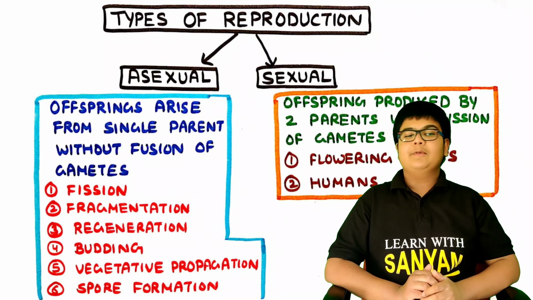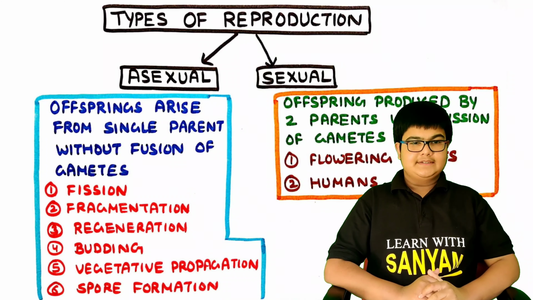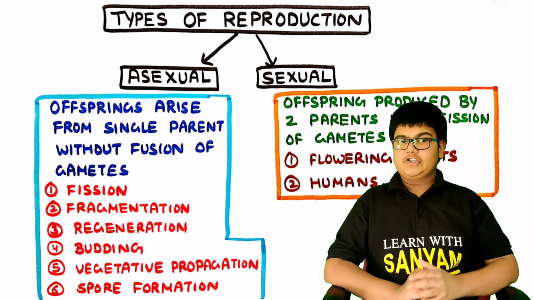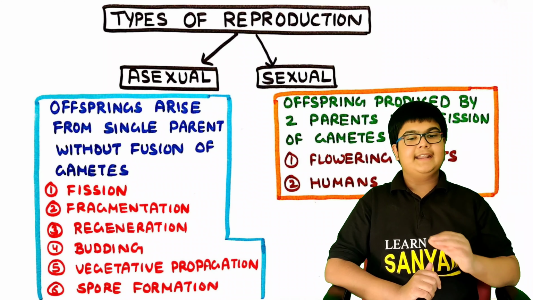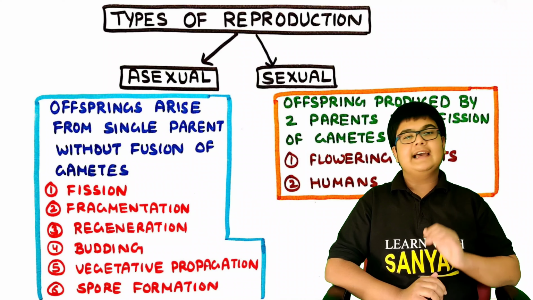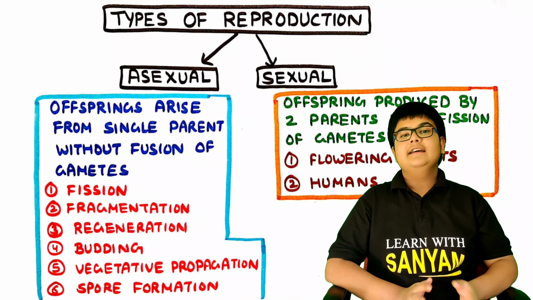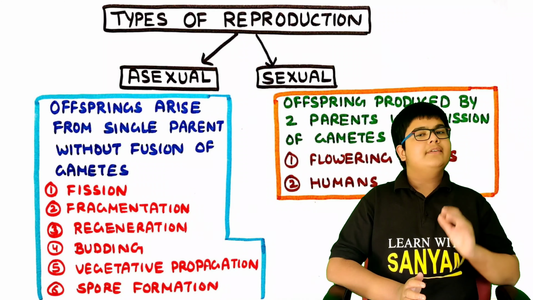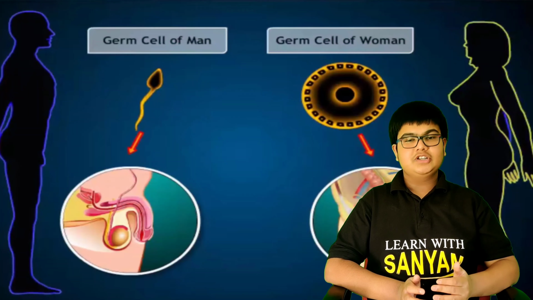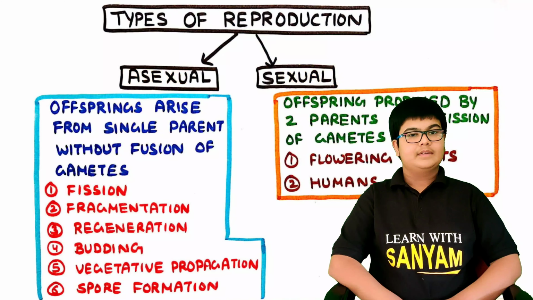Asexual reproduction is of 6 types: fission, fragmentation, regeneration, budding, vegetative propagation, and spore formation. And in sexual reproduction, we will study sexual reproduction in flowering plants and sexual reproduction in human beings.